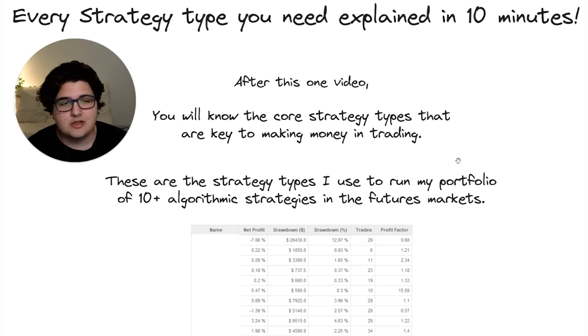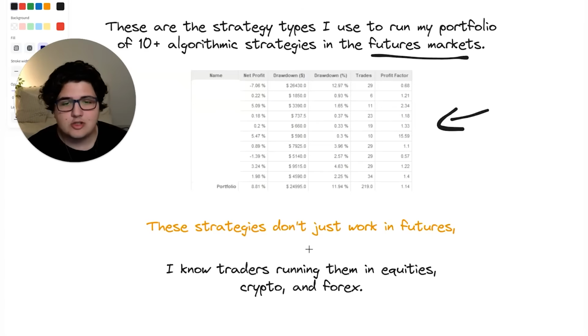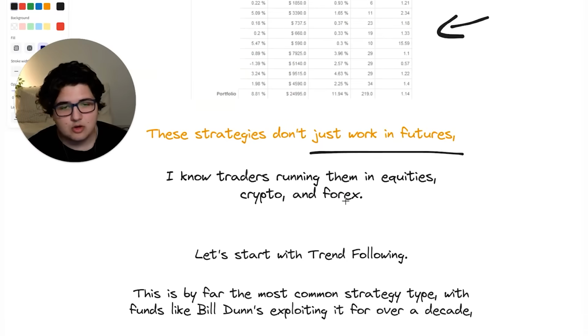These are the strategy types I use to run my portfolio of 10 plus algorithmic trading strategies in the futures markets. As you can see here, this is my last month's performance. Feel free to check out my recap videos as well. And now these strategies don't just work for futures, they actually work in equities, crypto, forex, and even options.